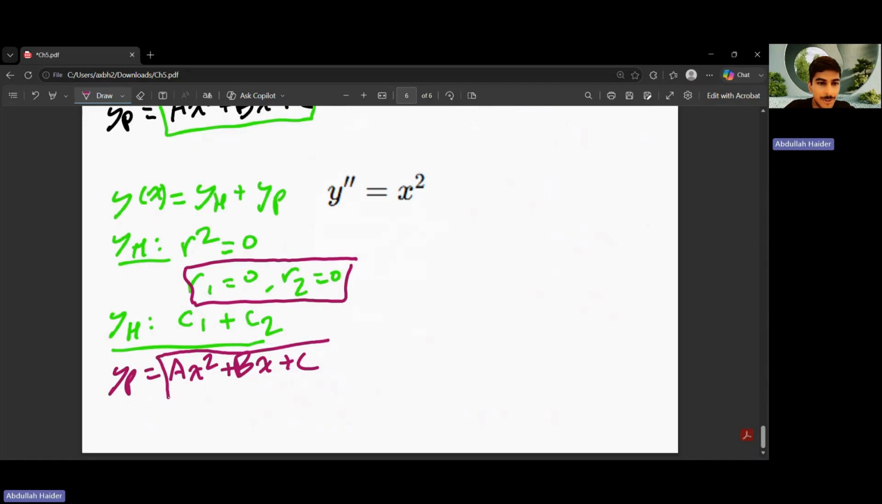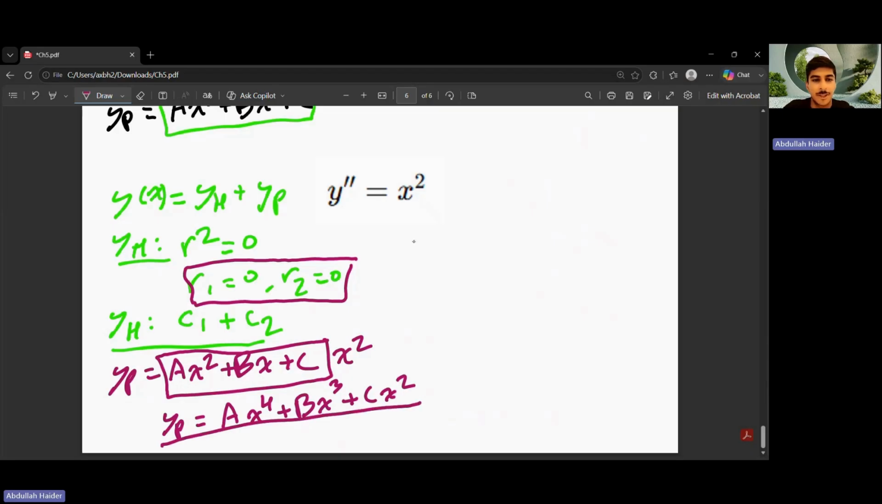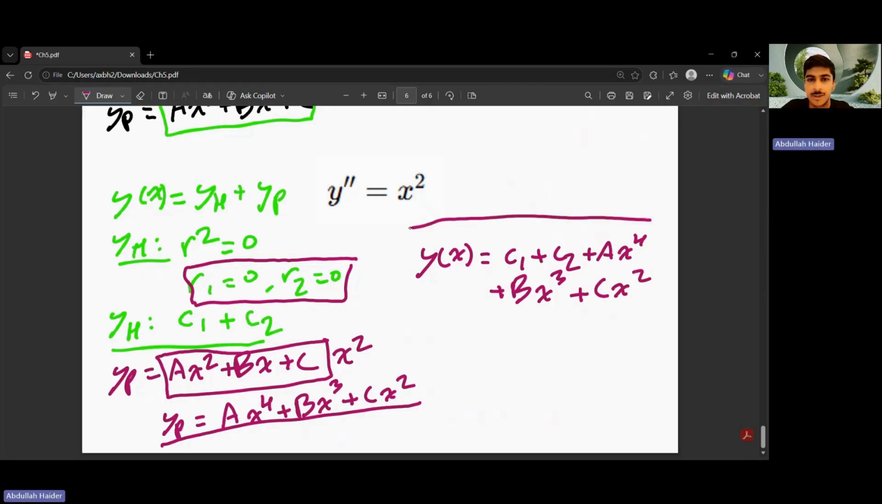So you multiply this whole thing by x squared. Then you get yp is equal to ax power 4 plus bx power 3 plus cx power 2. So this is the final particular solution, and if you want y of x, this is going to be c1 plus c2 x plus ax power 4 plus bx power 3 plus cx power 2. This is the final answer.